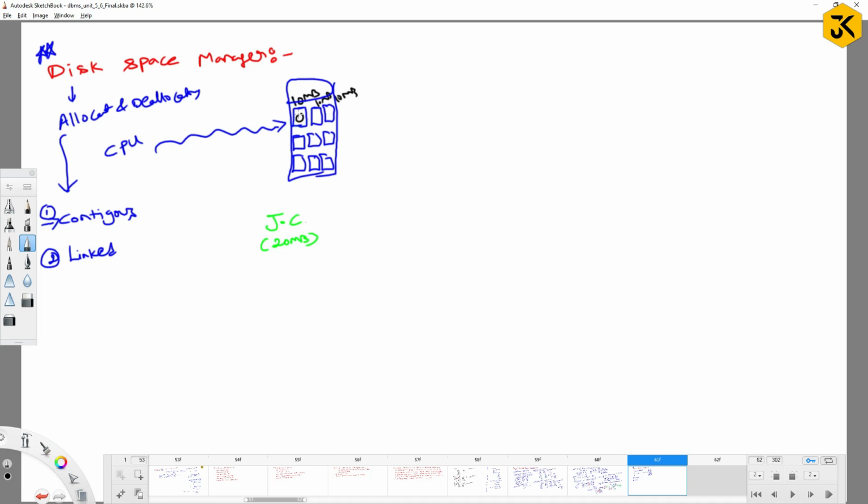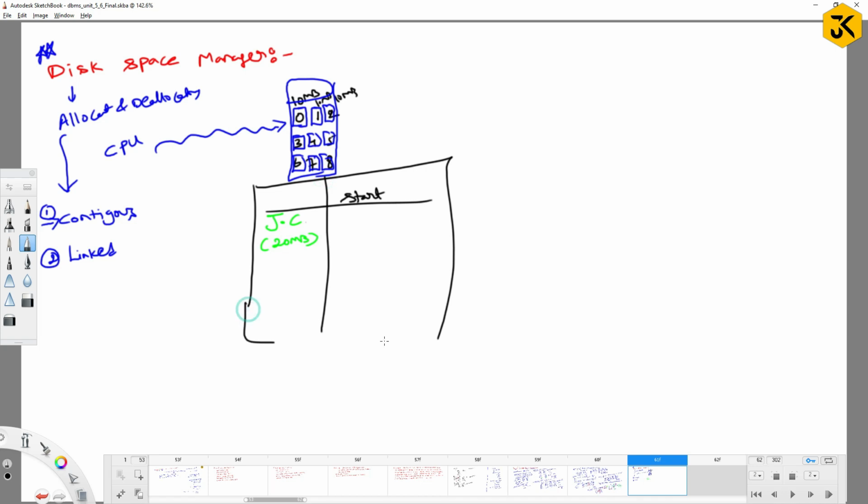2 blocks are required. Assume that this is the 0 index position, then 1, 2, 3, 4, 5, 6, 7, 8 and so on. If I assume its index locations are something like this, and I would like to place this j.c file, how many indexes are required? 2 indexes are required, one is 0 and another one is 1, right? So the disk space manager is going to maintain one kind of table where it contains the entire information about which file is available at which location. So j.c file's starting location is 0 and its count it is going to maintain as 2. What is the meaning of its count being 2?